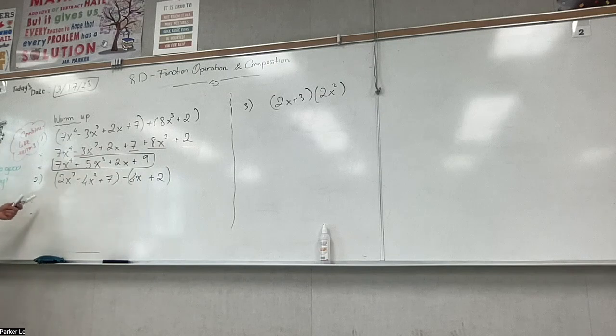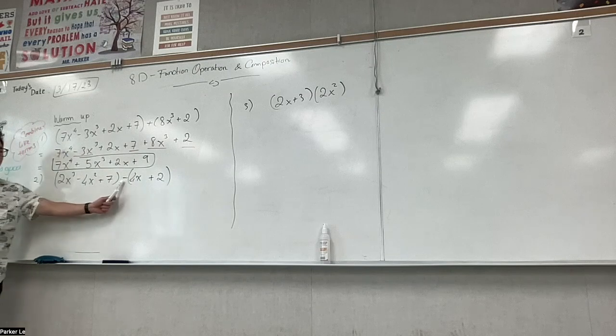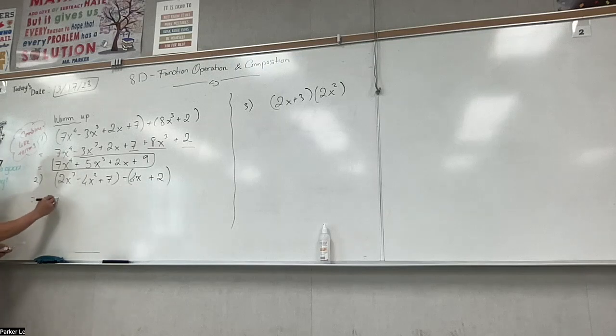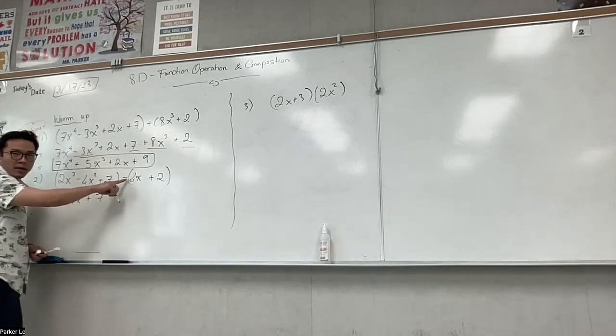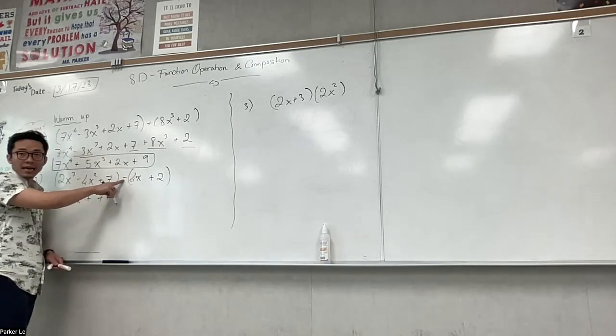Number 2. What happens when you have the negative? How can I get rid of parentheses with a negative on the front like this? What changes? The symbol. So okay, I'll rewrite this one first. 2x cubed minus 4x squared plus 7. And then what do I need to do when you see a negative in the front?